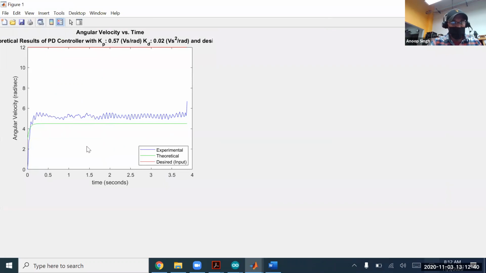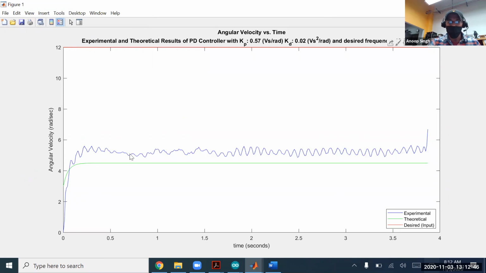Every time it gets busy, I'm like, is it going to go not responding? Okay, so here is the response. The theoretical response, the green one, is not terribly far away from the experimental response. This is like 5 point something. This is like 4 point something, the speed. But notice one thing, the experimental response is very noisy. And that's a problem with the PD controller used all by itself.